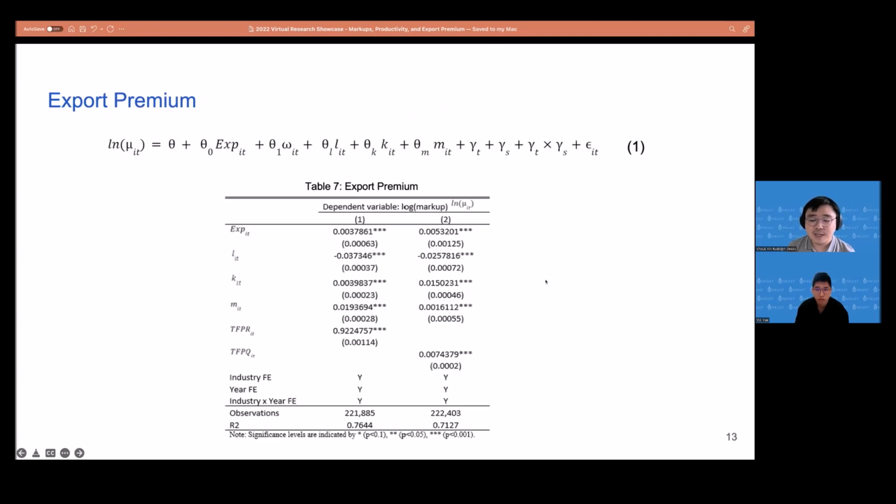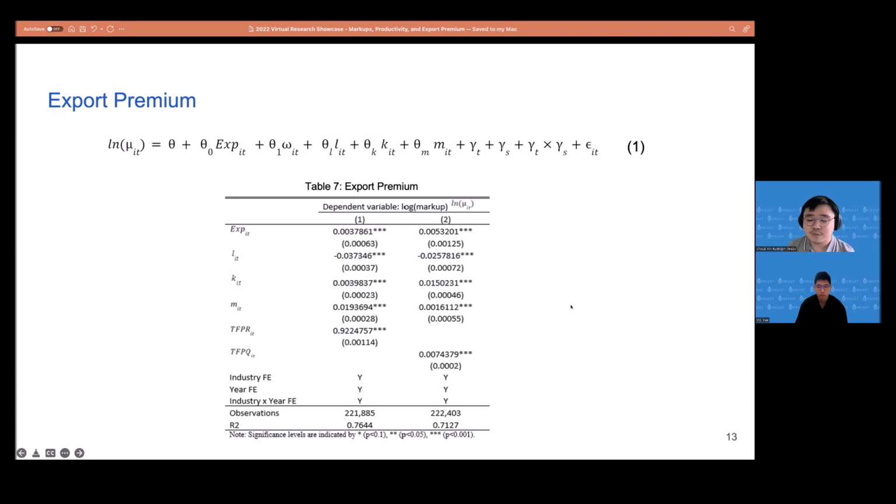Now we are ready to see whether there exists an export premium for the Chinese manufacturing firms. Here, mu_it refers to the markup estimate using the De Loecker and Warzynski 2012 method. EXP_it equals 1 if firm i exports any goods in year t. Omega_it here refers to the revenue-based productivity in column 1 in Table 7, or the physical productivity, that is TFPQ, in column 2. And both measures are estimated from the DLGKP method.